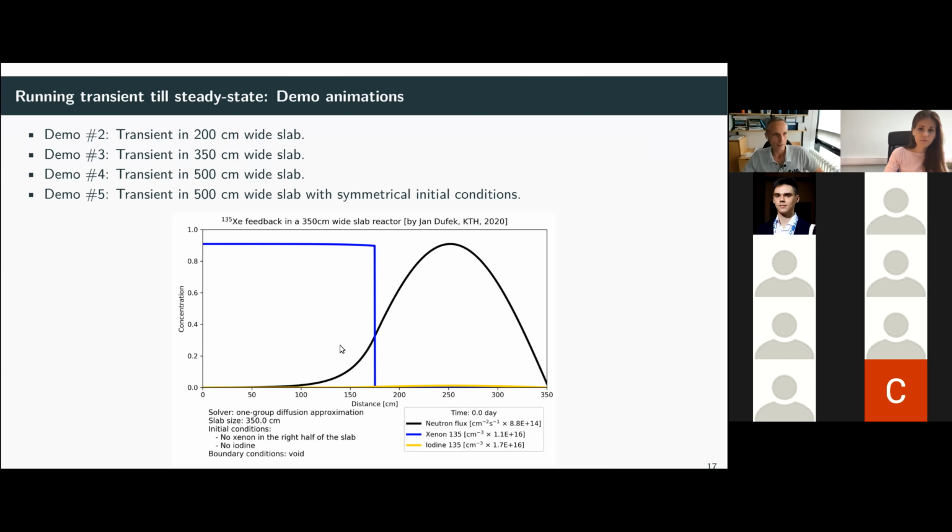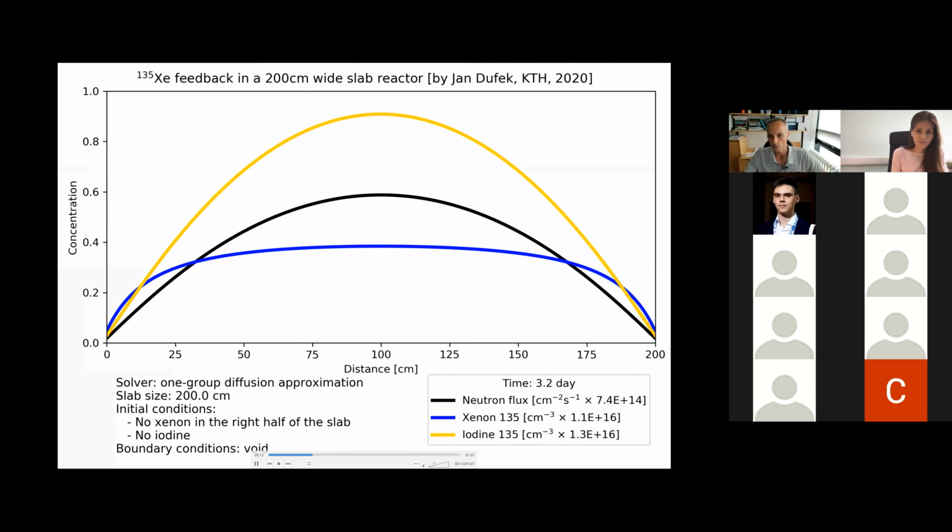Right. So you can see the time here. It's still running, but you can see that after a day or two, we actually achieved the steady state solution. So the calculation converged, and you could use this as your solution for the power distribution, right? So we have the flux here. So you could use that to calculate your power distribution in the system.